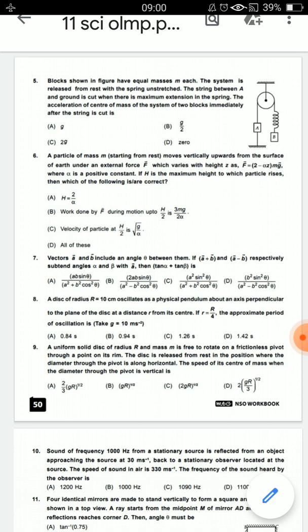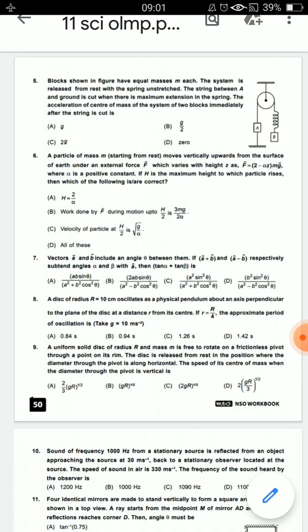So the given angle between A and B is theta. Alpha is the angle between A plus B and A, and beta is the angle between A minus B and A. So tan alpha will be equal to B sin theta by A plus B cos theta, whereas tan beta will be equal to B sin theta by A minus B cos theta.